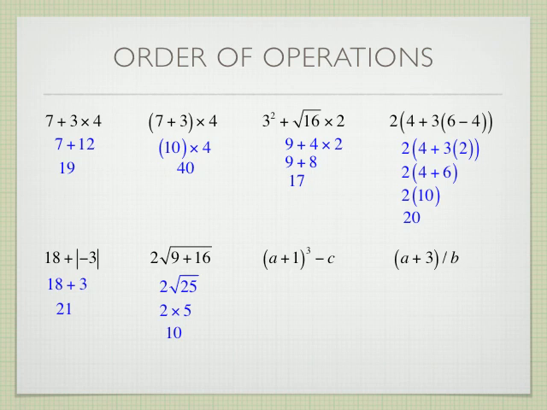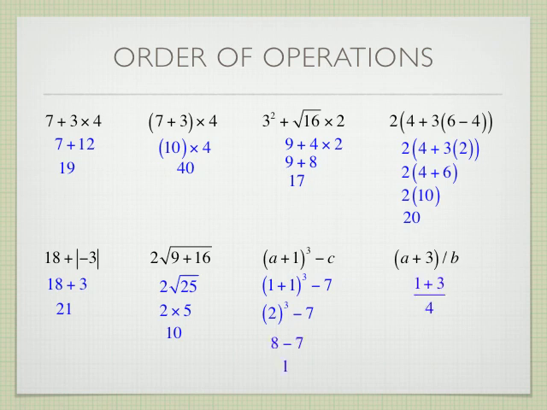Okay, and my A, B, and C are going to be the same A, B, and C that I had a few slides ago. A is 1, B is 4, C is 7. So I have 1 plus 1. It's inside parentheses, so I do that first. Then I have an exponent, then I do my subtraction.